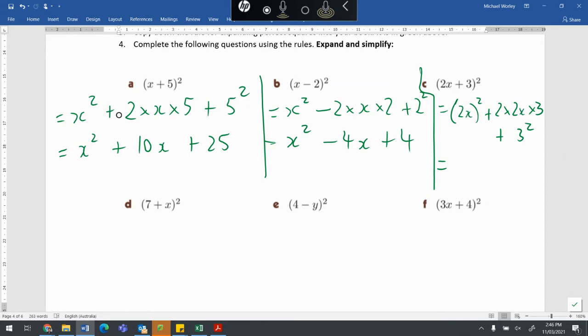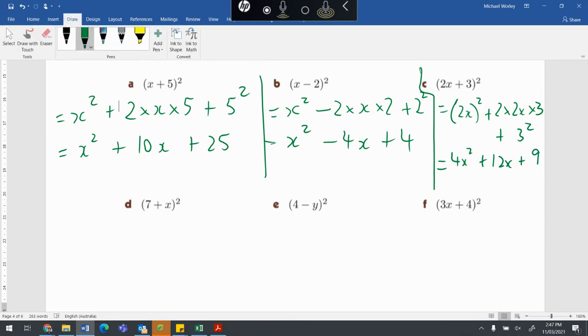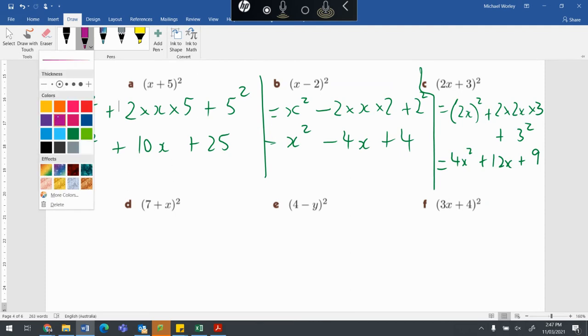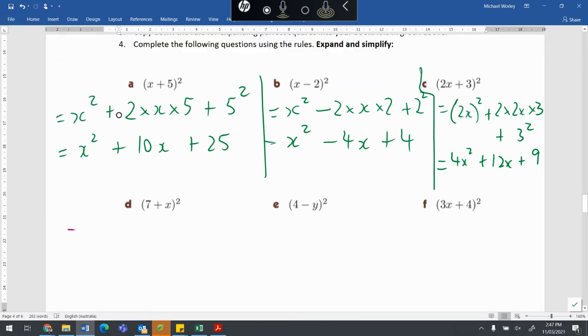All right, so now (2x) all squared, that's going to be 2 squared and x squared. So 4x squared. 2 times 2 times 3 is 12. It's 12x. And 3 squared is 9. Happy days. All right, time for me to change colour, because I'm bored of green. Here's some purple. All right, I'm just going to do these now.